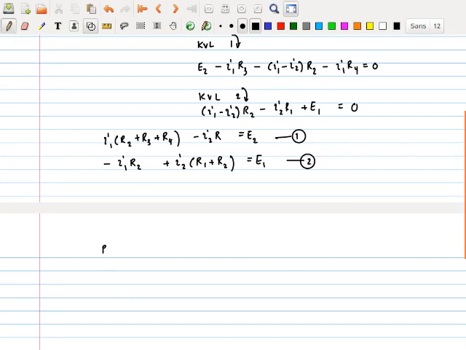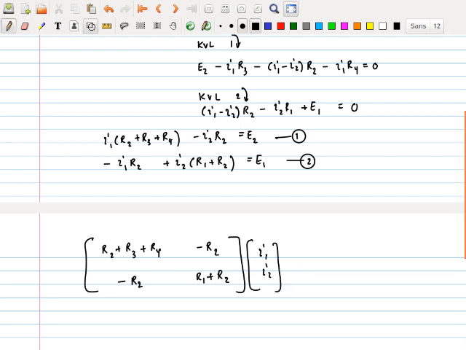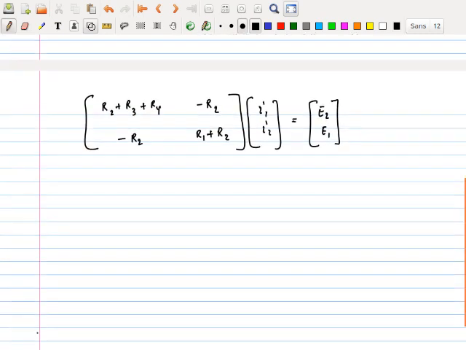So here I have R2 plus R3 plus R4 and minus R2, this is minus R2, and this would be R1 plus R2. We have a matrix. The two variables would be I1 and I2. So if I expand the top row, I would get this equation. If I expand the second row, I will get this equation, and that is equal to E2 and E1.